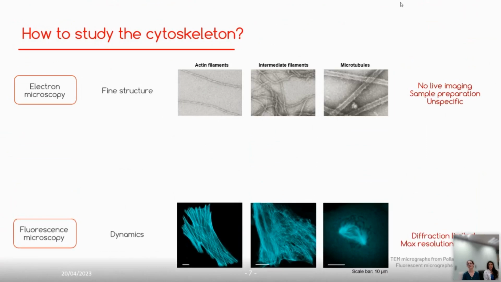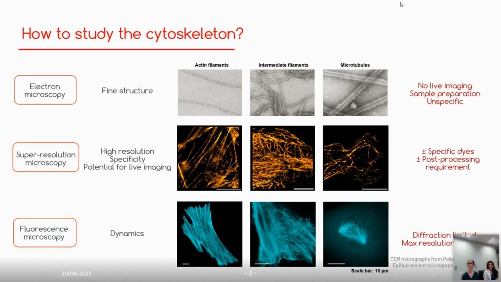There is a way to combine the two, to be in between those two. Our goal is to achieve the highest resolution possible, but using the easy sample preparation that you can find with fluorescence microscopy, which is known to be easy to implement. And to do so, super resolution microscopy could be the perfect tool because it combines access to a high resolution with specificity and some potential for live imaging, depending on the techniques you are going to use. Again, depending on the technique, it can require specific dyes or some post-processing that can maybe be a limitation for users, but we will see this a bit later.